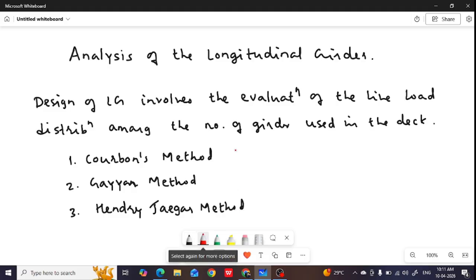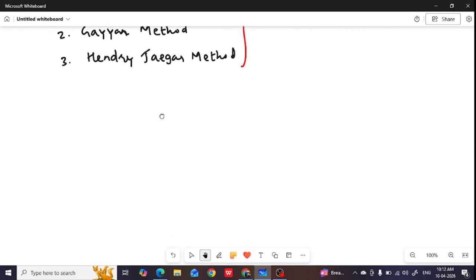So amongst these methods, the Corbin method is the simplest method and it is applicable with some conditions. We will see what are the conditions of the Corbin's method and how it is applicable to find the live load distribution of a particular girder. Okay. So first we will see the conditions of the Corbin's method.